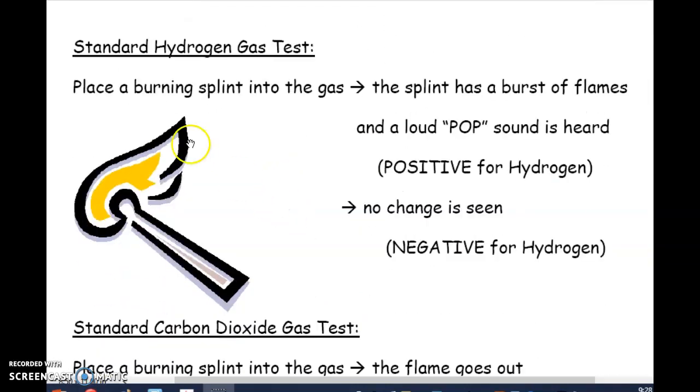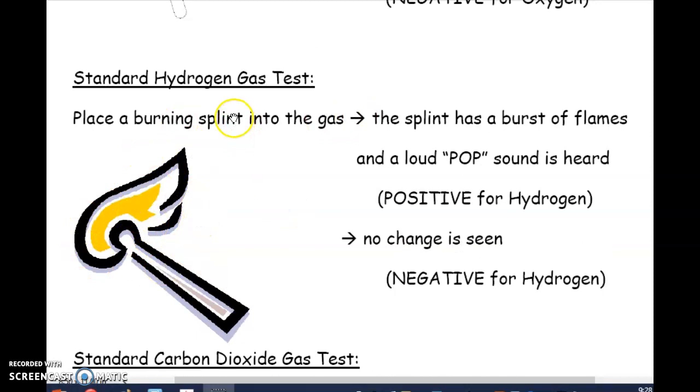Our next test, the hydrogen gas test, you are now going to use a burning splint. Inside the test tube where you have your gas bubbles being produced, you would put that thin piece of wood, but it has to be on fire. It's almost like a match that's lit or a candle flame; it has to have a flame. If you put it into the gas, you should see a burst in the flame. The flame almost looks like it's getting larger, and you will hear a pop sound.